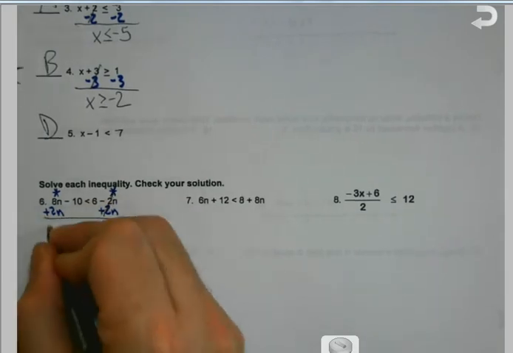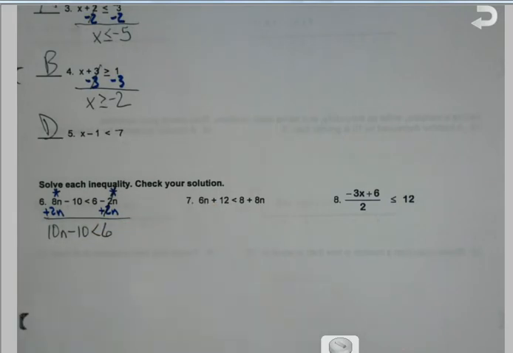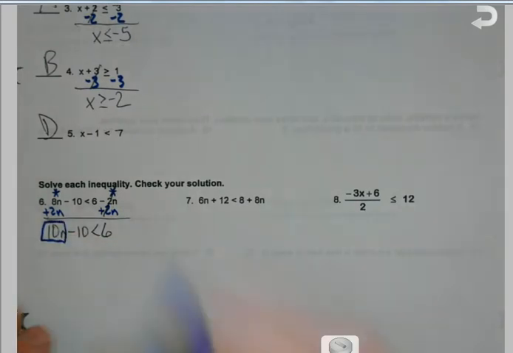All right, 10n minus 10 is less than 6. And you minus 6? No. I want to work now on getting my n by itself. Oh, add 10. Add 10.